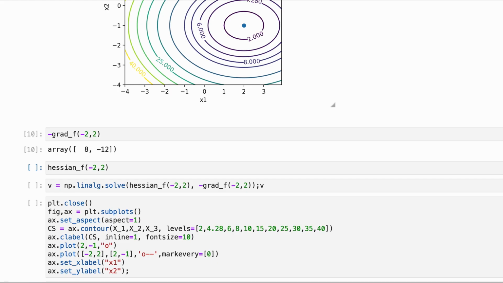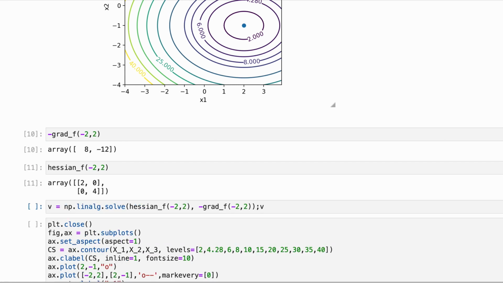So let's compute a Newton step. We need to compute the negative gradient for that. That is 8 and minus 12. And we need to compute the Hessian, that is this matrix here, 2, 0, 0, 4. In this example, the Hessian is constant. So nothing unexpected should happen here.